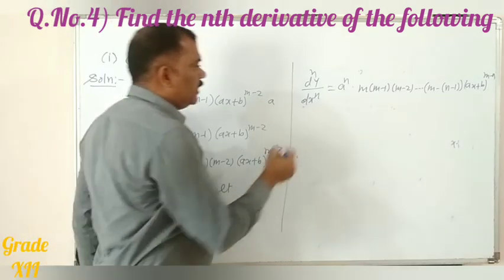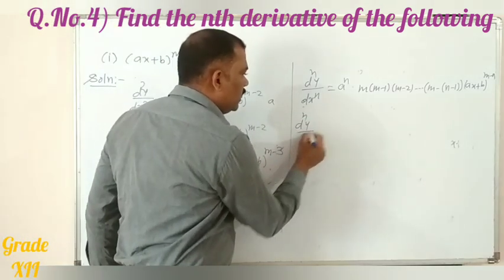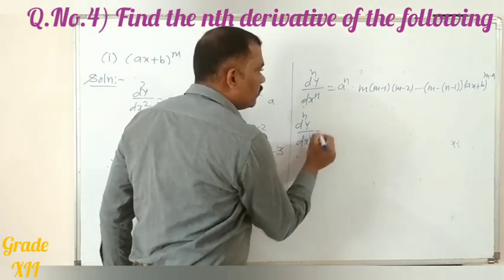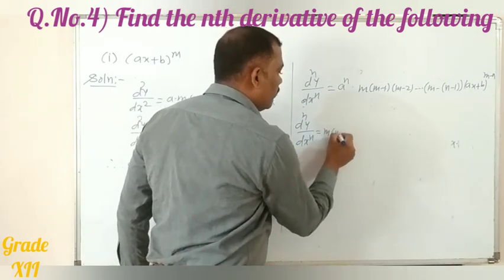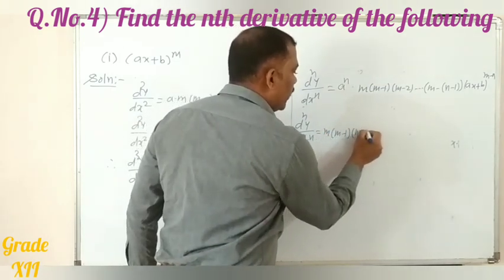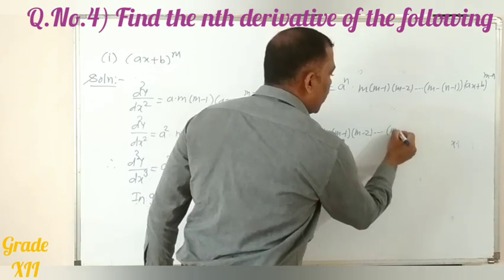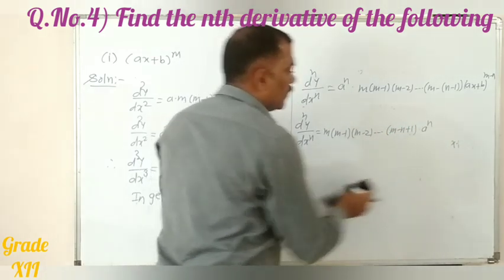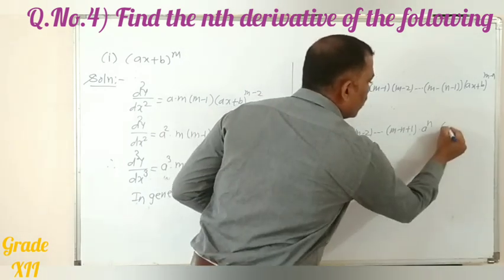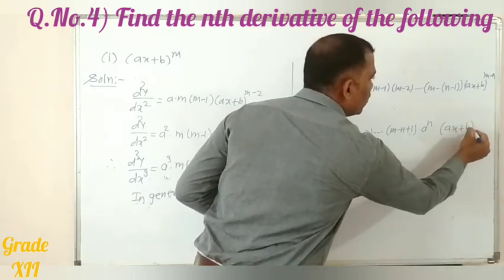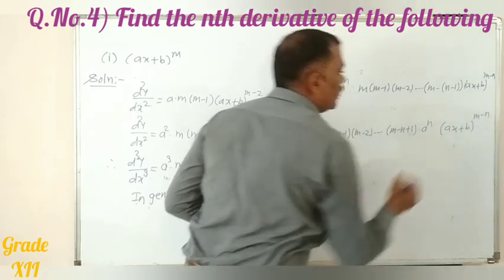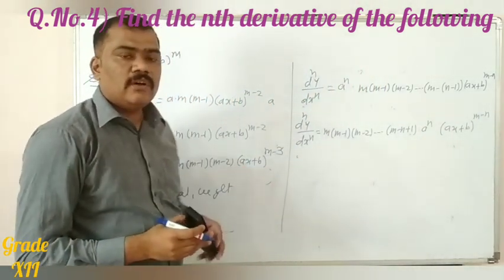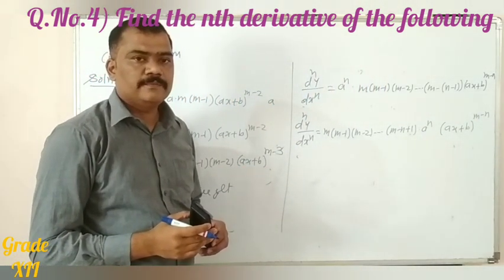So that we can write dny by dx raised to n is equal to m into m minus 1 into m minus 2 so on m minus n plus 1 into a raised to n into ax plus b raised to m minus n, which is the nth order derivative.